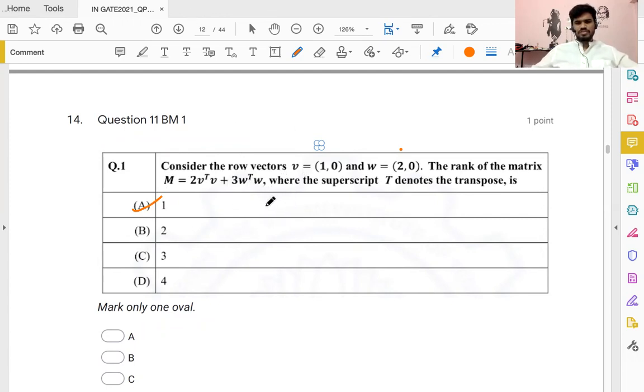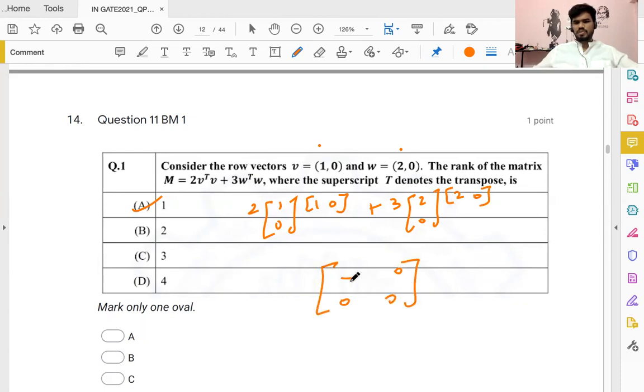I couldn't really understand the question. If you do this, V transpose V, 2 times of that plus 3 times W transpose of this, you should get some matrix that is 0, 0, 0 and some non-zero number here. You should look at it and say the rank is 1. So why don't you just find the rank of this matrix, not a hard matrix.